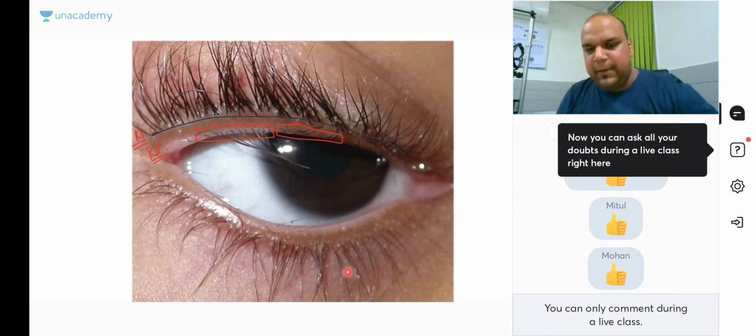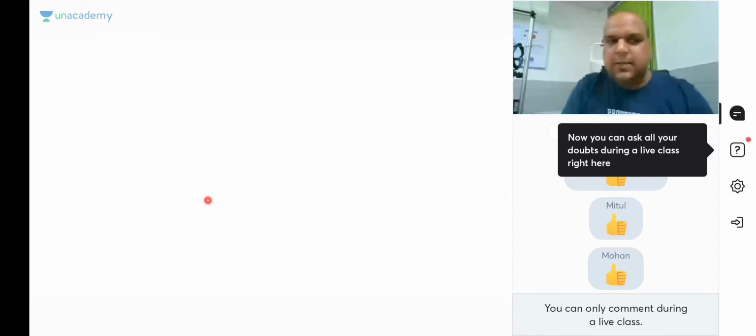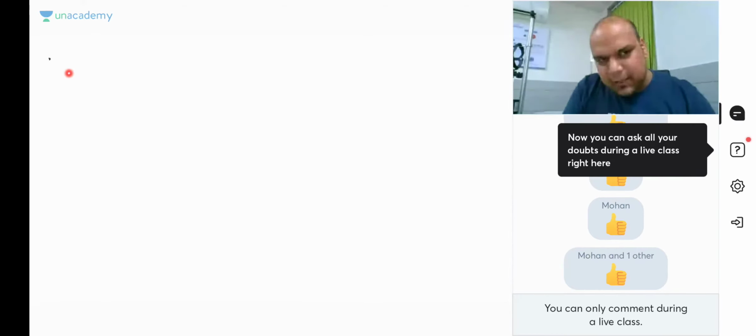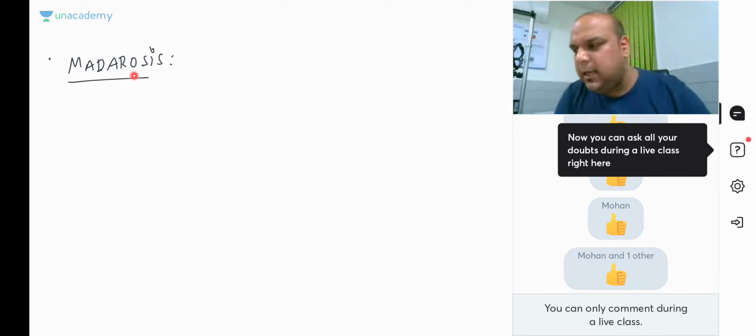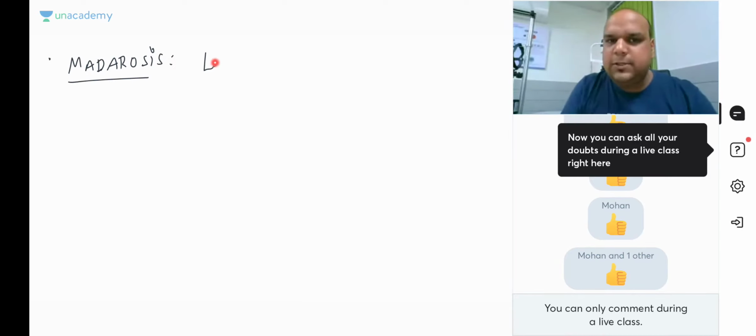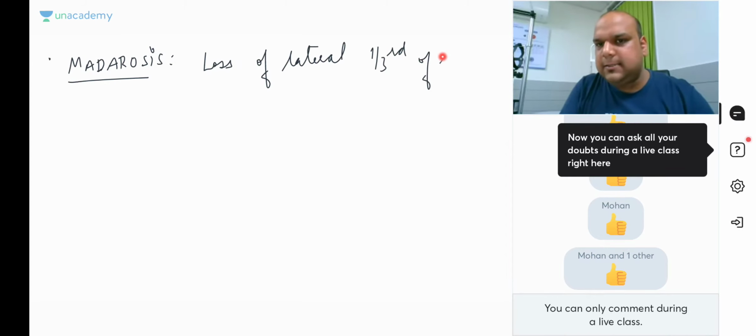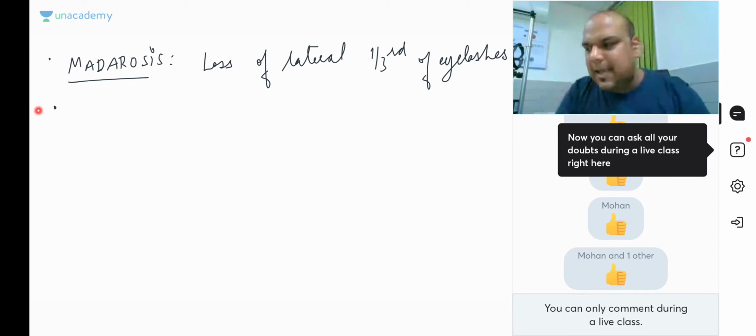Okay, so moving on, everybody, let's see other eyelashes problems. So the other eyelash problem which all of us know about is madarosis. If you have read a little bit of dermatology, in dermatology also they mention this. Usually I've seen madarosis. What is madarosis, everybody? Loss of lateral 1/3 of eyelashes. Okay, everybody. So the lateral part of the eyelashes is absent in a lot of patients.